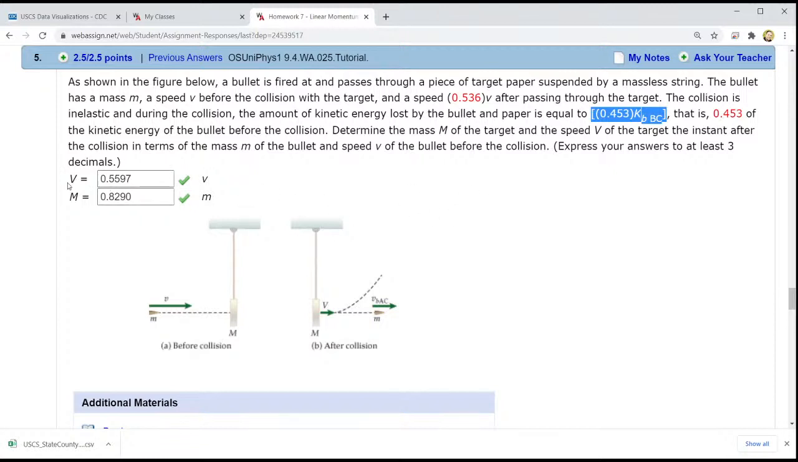And then what you're asked to figure out is, the big V is the final velocity of the paper. What is it relative to the initial velocity of the bullet? And what is the mass ratio, the mass of the paper to the mass of the bullet? That's what you're really asked to find here. These numbers are ratios: big V over little v and big M over little m. All right, so let's work on this and see if we can come to a conclusion.